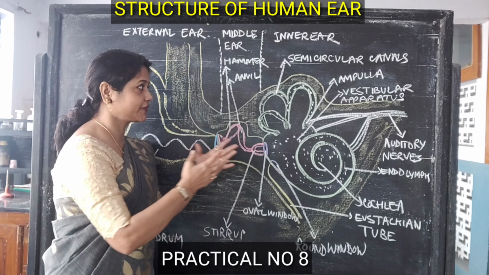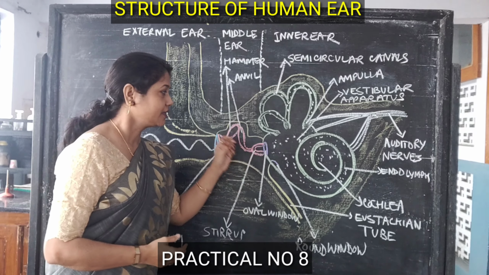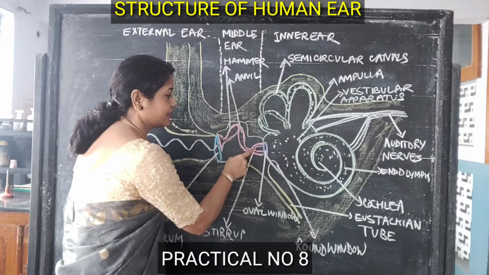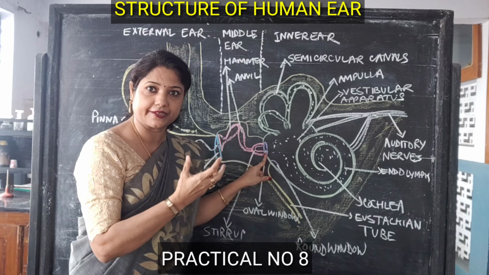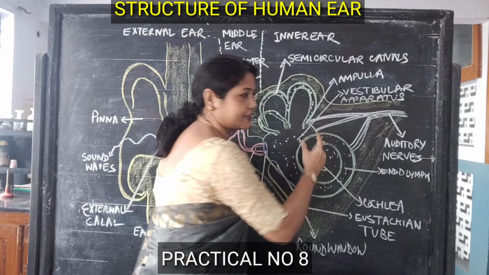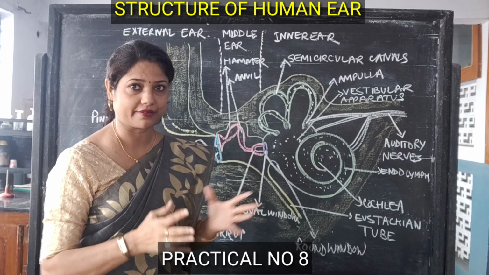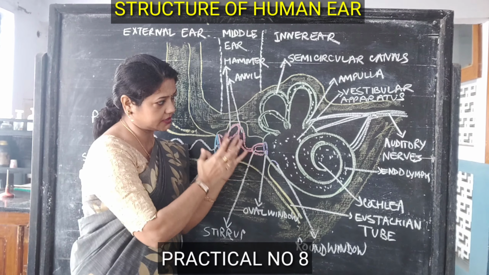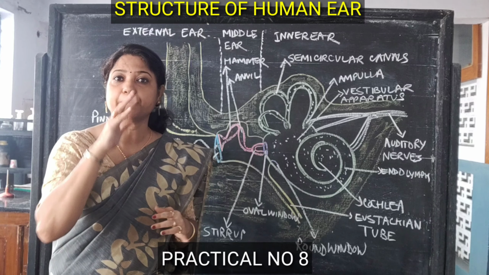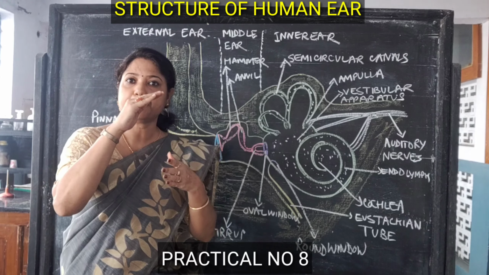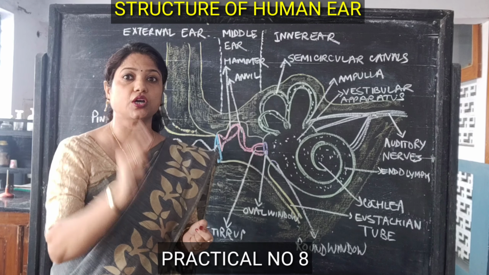Now let us see how the parts of the inner ear work. The sound wave which has reached the stirrup hits the membranous oval window. When the membranous oval window starts vibrating, then inside the cochlea there are two types of liquid. One is called endolymph and another one is called perilymph. Children, when you see the internal structure of the cochlea, it is divided into three parts. The upper part and lower part are filled with a liquid called perilymph, and the middle part of the cochlea is filled with a liquid called endolymph.